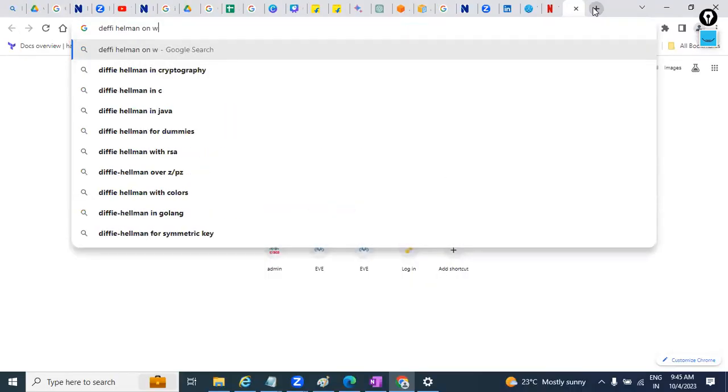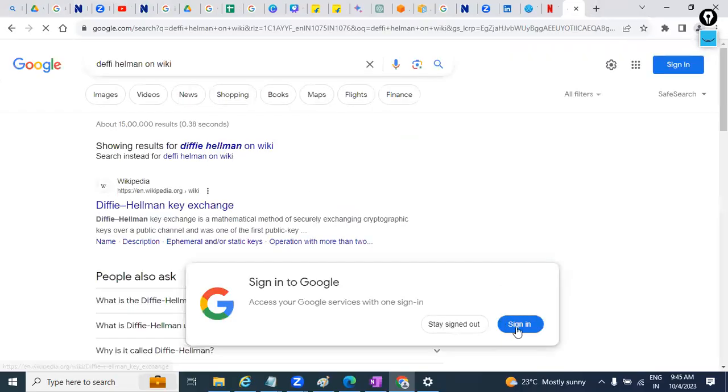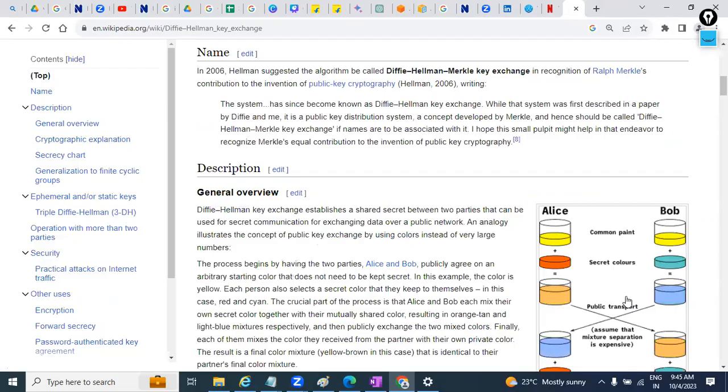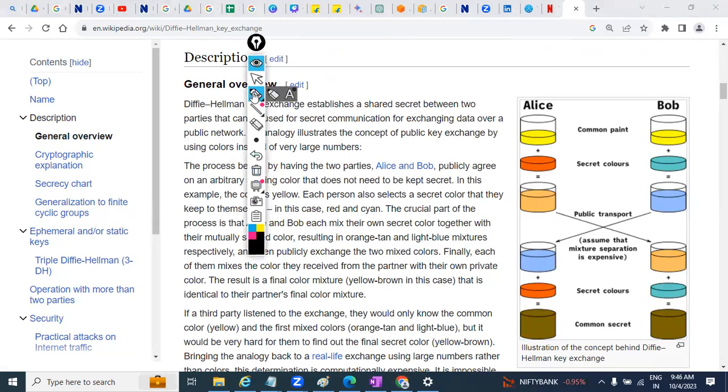Hellman on. If you check it here on Wikipedia, this method. Now see, this is a paint. Paint you cannot keep it separate, right? That is the easiest method I have used. So see here, Alice and Bob, they are using common paint.